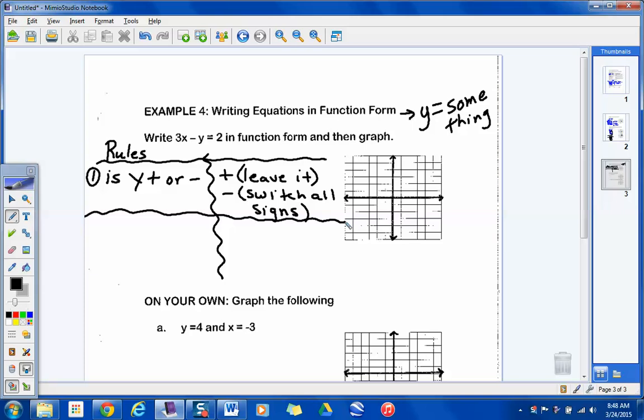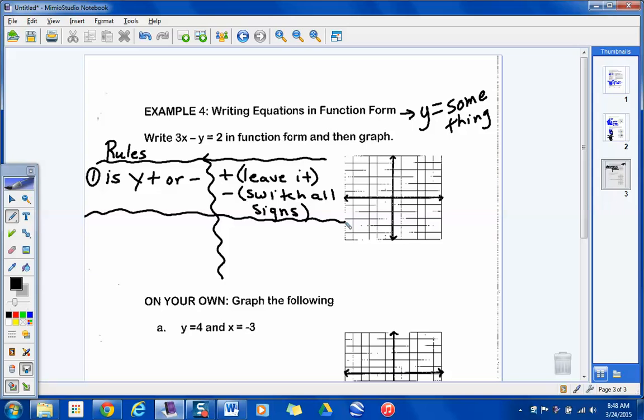So the thing I'm telling you to do here to get into function form is the following. Look at your y value. I'm asking the question, is that y value a positive or a negative? Negative. If it's a negative right here, what are we told to do? Switch all the signs. So I'm going to take this equation and do that. Your 3x initially was positive, right? So what are we going to change this to when we rewrite it?